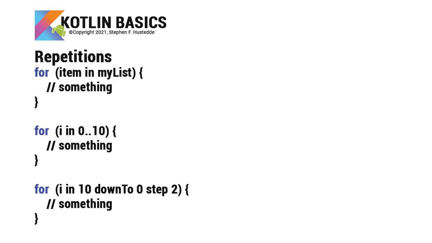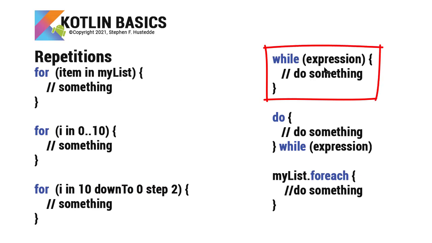For repetitions, we have the for structure of a fixed iteration, and we can iterate through the items in a list. We can iterate through the items in a range, and ranges are beginning value, 2 periods, and ending value. We can also decrement through a range using the down to command, and we can also step by a certain increment. So in this case, for I in 10 down to 0 step 2, it would go 10, 8, 6, 4, 2, 0. We also have a while repetition, much like we do in other languages.